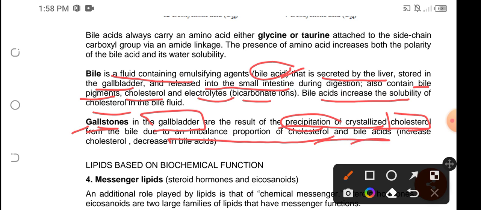Usually, the bile acid should increase the solubility. Kaya lang kung kulang na yung proportion or masyado ng madami yung cholesterol at hindi na kayang i-emulsify ng bile acid, of course, magka-crystallize na yung mga cholesterol, and that's why we have the gallstones.